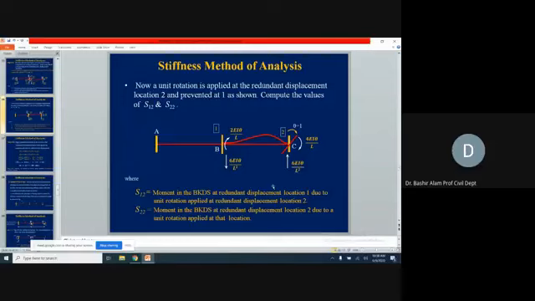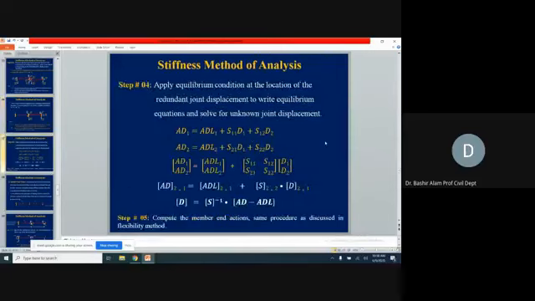And this way we generate S12 and S22. Here, this moment, which corresponds to D1, will become your S12, S at 1 due to 2. And this moment will become your S22 value. So this way we construct the stiffness coefficient matrix.